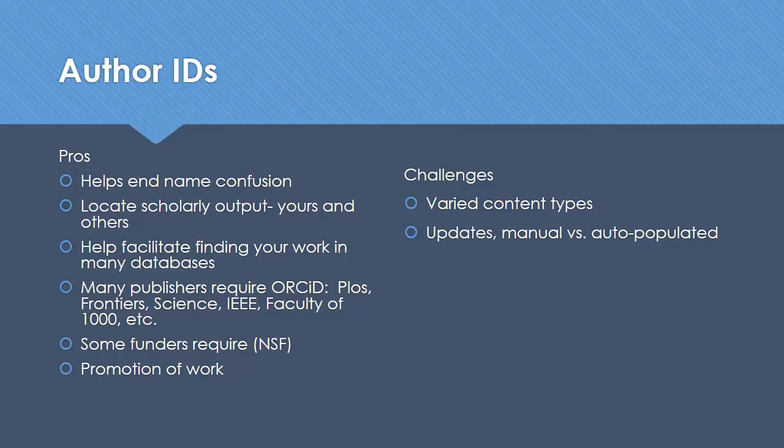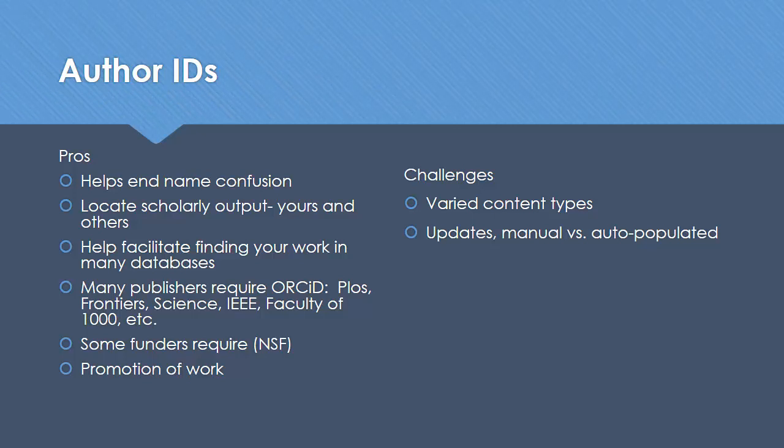There are pros and cons to author IDs. You can see the pros very much outweigh the cons on this list. So again, it very much helps solve name confusion. Very important, it helps others find your work. So you can use that for your own self-promotion, student recruitment, in order to find collaborators and to help expedite funding. So grant boards know it's you that's applying.